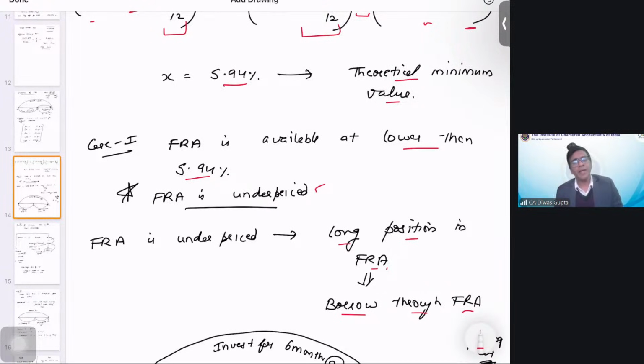Correct? This is a general phenomenon, students, where we know that anything that is underpriced, we always purchase it. Where anything is overpriced, we always sell it. So if this is underpriced, we take a long position, and long position technically means that we are borrowing through FRA.